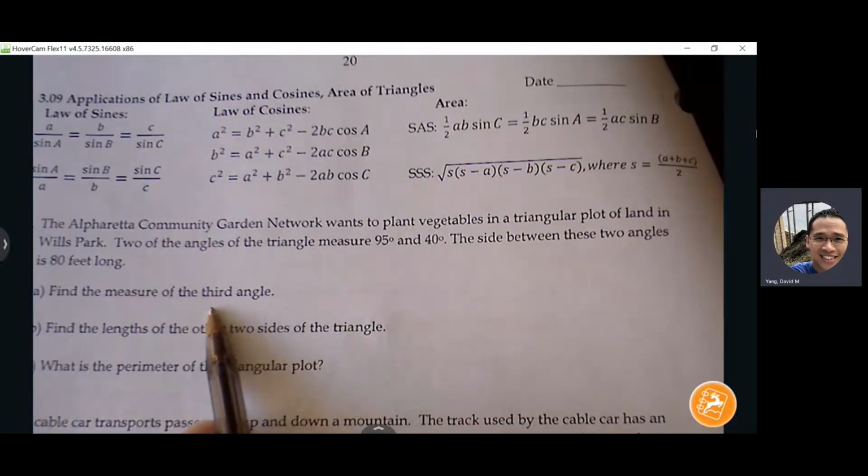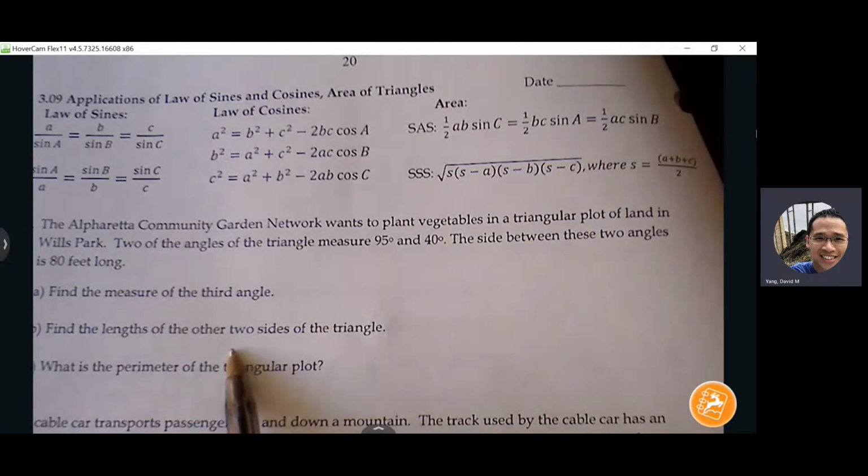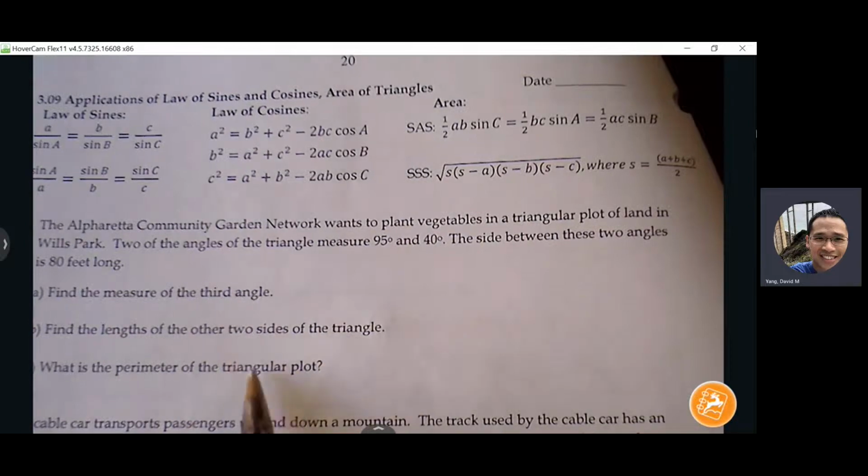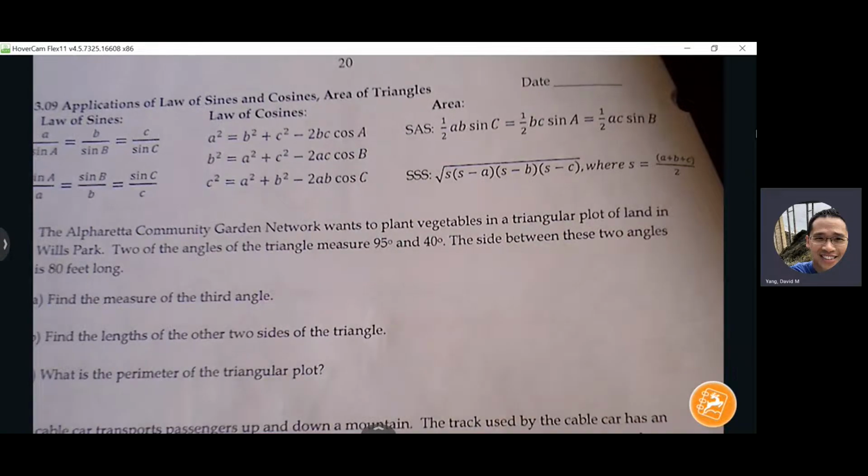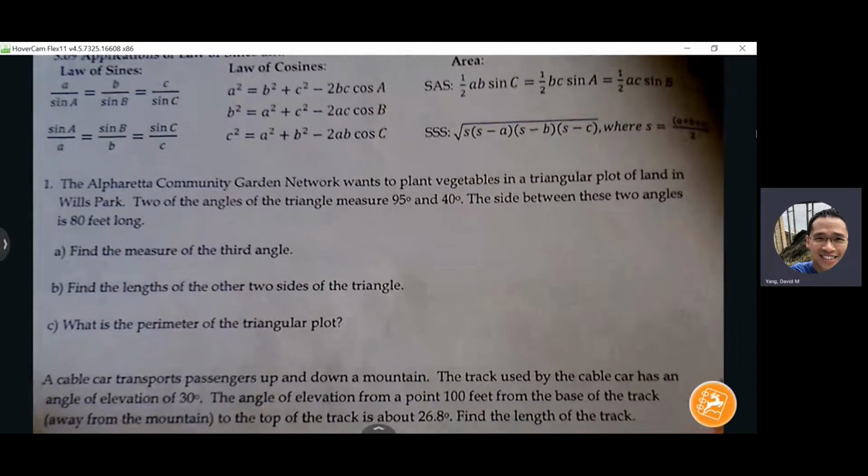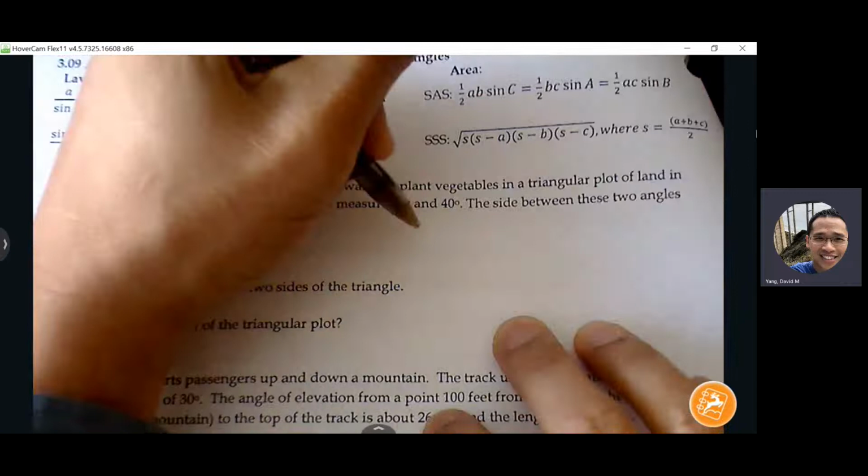That's easy, subtract from 180. Find the lengths of the other two sides. We can use law of sines. And then perimeter, we can just add up all three sides, okay? Now, you can label your triangle any way that you want. You don't have to do it the way that I'm doing it.